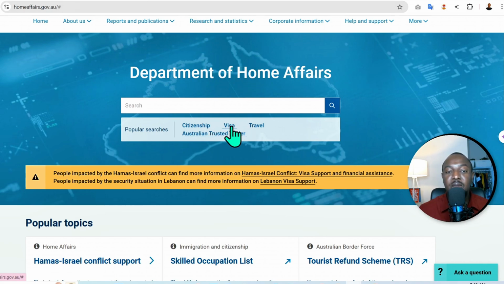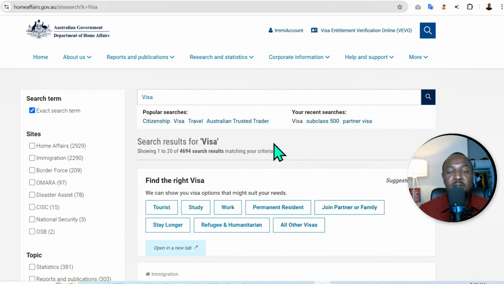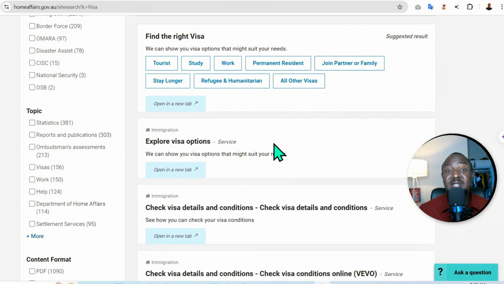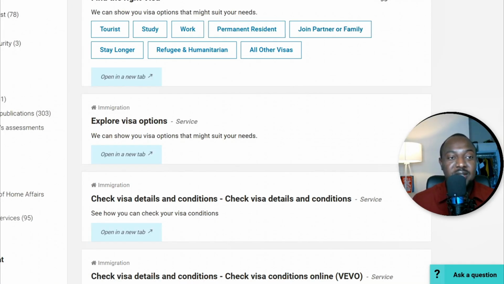When you come here, you see the Department of Home Affairs. You can click on visas. This website is powerful, guys. It gives you every detail you would need. When you come here, find the right visa. We have the tourist visa, study, work, permanent residence, joint partner or family, stay longer, refugee and humanitarian, and all other visas. So you find all the information here, and I highly suggest you do a further deep dive on what I'm going to tell you in this video today.